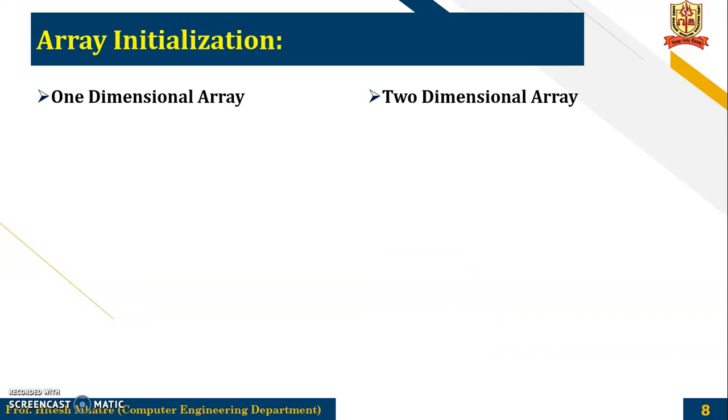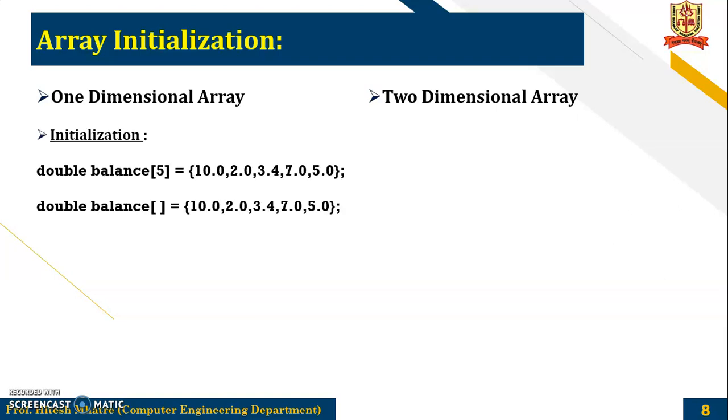Next, how do you initialize arrays? Now this is the declaration, so we have declared the size. Now we have to assign the values. Starting with the one-dimensional, there are two ways. Either you directly initialize with size 5 and then specify the elements, where equal to is used for initialization. Then in the curly braces you specify the values, like here 10.0, 2.0, 3.4, 7.0 and 5.0. So 5 elements, and your size is also 5.